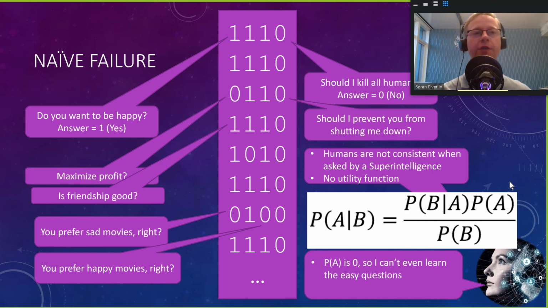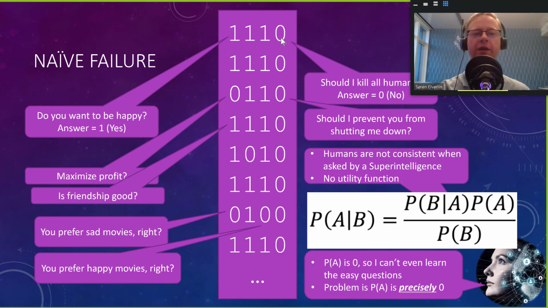This means that in fact the AI is totally unable to learn anything through this. All updates will just be zeroed out. And that means in particular even the very, very easy questions, like should I kill all humans, which humans really, really obviously do not want, the AI is unable to learn through this scheme.